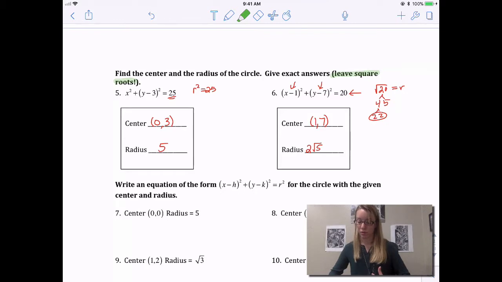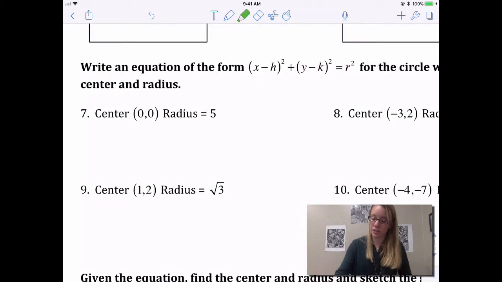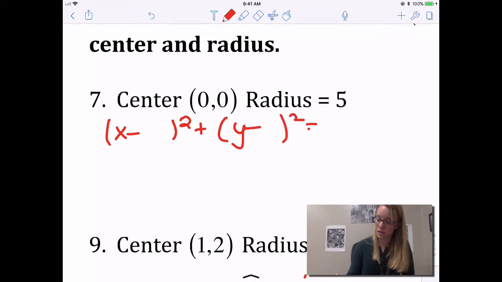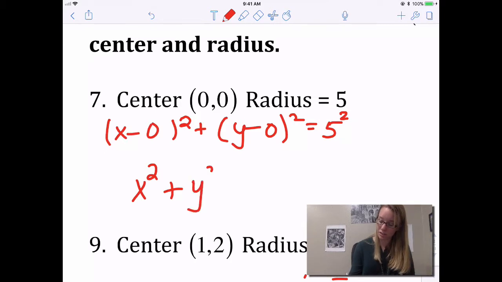We can also go the opposite way. So sometimes you will be asked to write the equation of a circle. So I've got the equation here, and I have my characteristics in numbers 7 through 10. So I've got the center is 0, 0, the radius is 5. So if I think about doing x minus h squared, y minus k squared equals r squared, I can actually plug in these numbers. So I plug in 0, plug in 5. And then I can simplify. X minus 0 is just x, so x squared. Y minus 0 is just y, so y squared, equals 25.